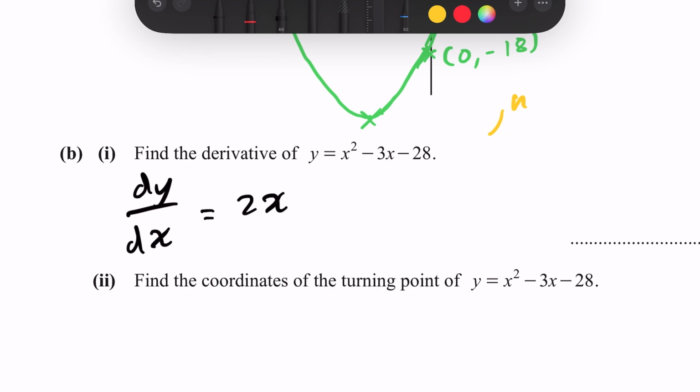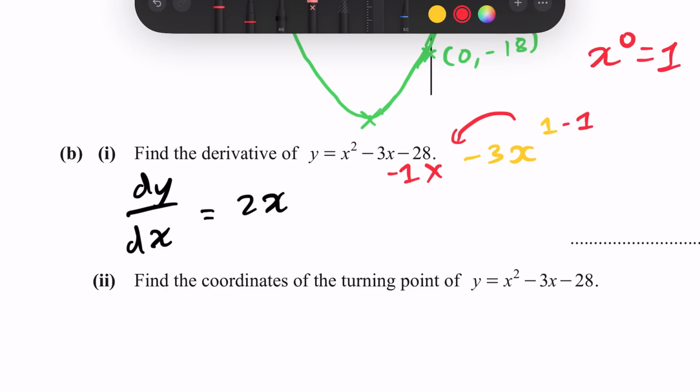So let's take our next term, which is negative 3x. This is to the power of 1. So we multiply 1 by negative 3. So negative 1 times 3 times x to the power of 1 minus 1. And since 1 minus 1 is 0, and anything to the power of 0 is just equal to 1, this means that we can just cancel off this, because minus 3 times 1 is just minus 3. So our second term becomes minus 3.